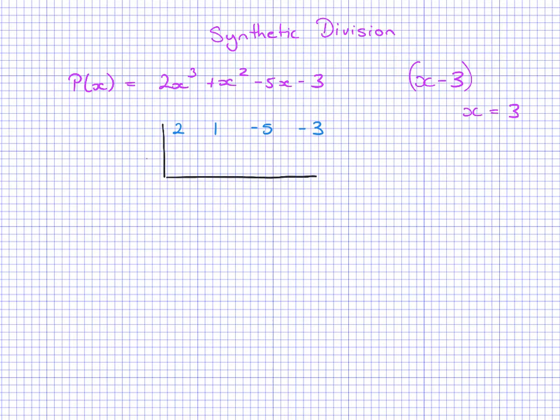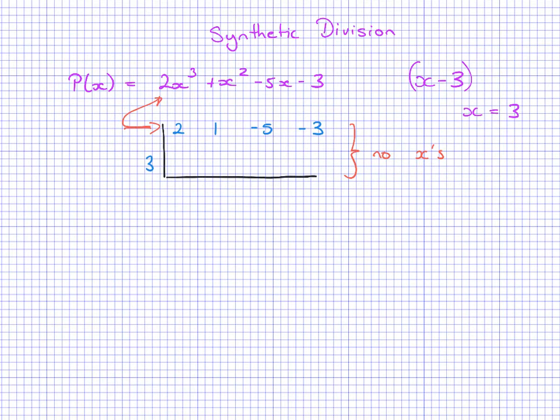We record the divisor, but notice that I'm only using the digits and no x's. There are no x's in here. All right, this is very important. So the first row contains the coefficients which have been grabbed from the polynomial.